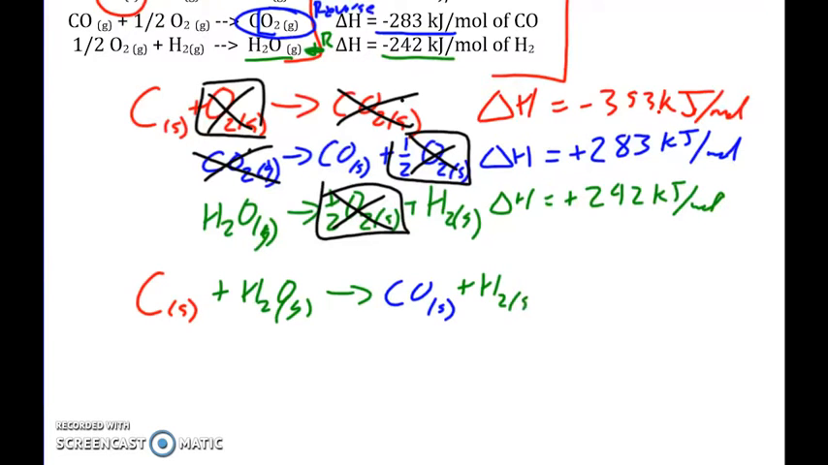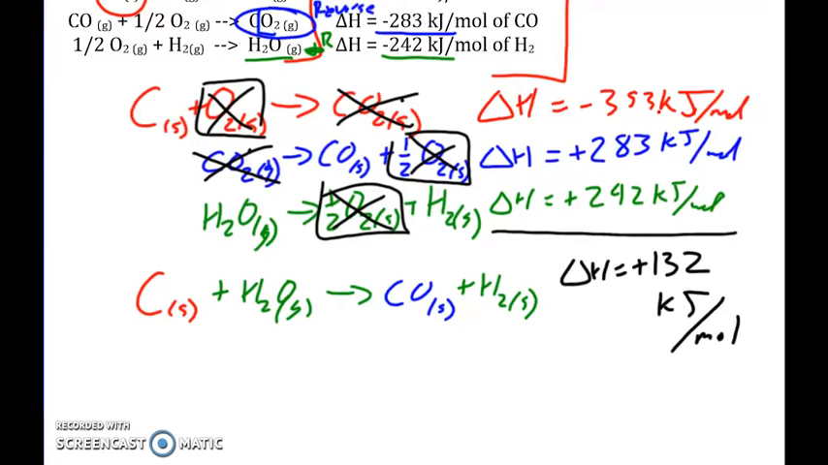plus hydrogen gas. Now if we can add up the equations using symbols, we can also add it up mathematically. So if we pull out our calculators, we're going to add up these three values. In this case, negative 393 plus 283 plus 242. We end up with a delta H equal to plus 132 kilojoules per mole.